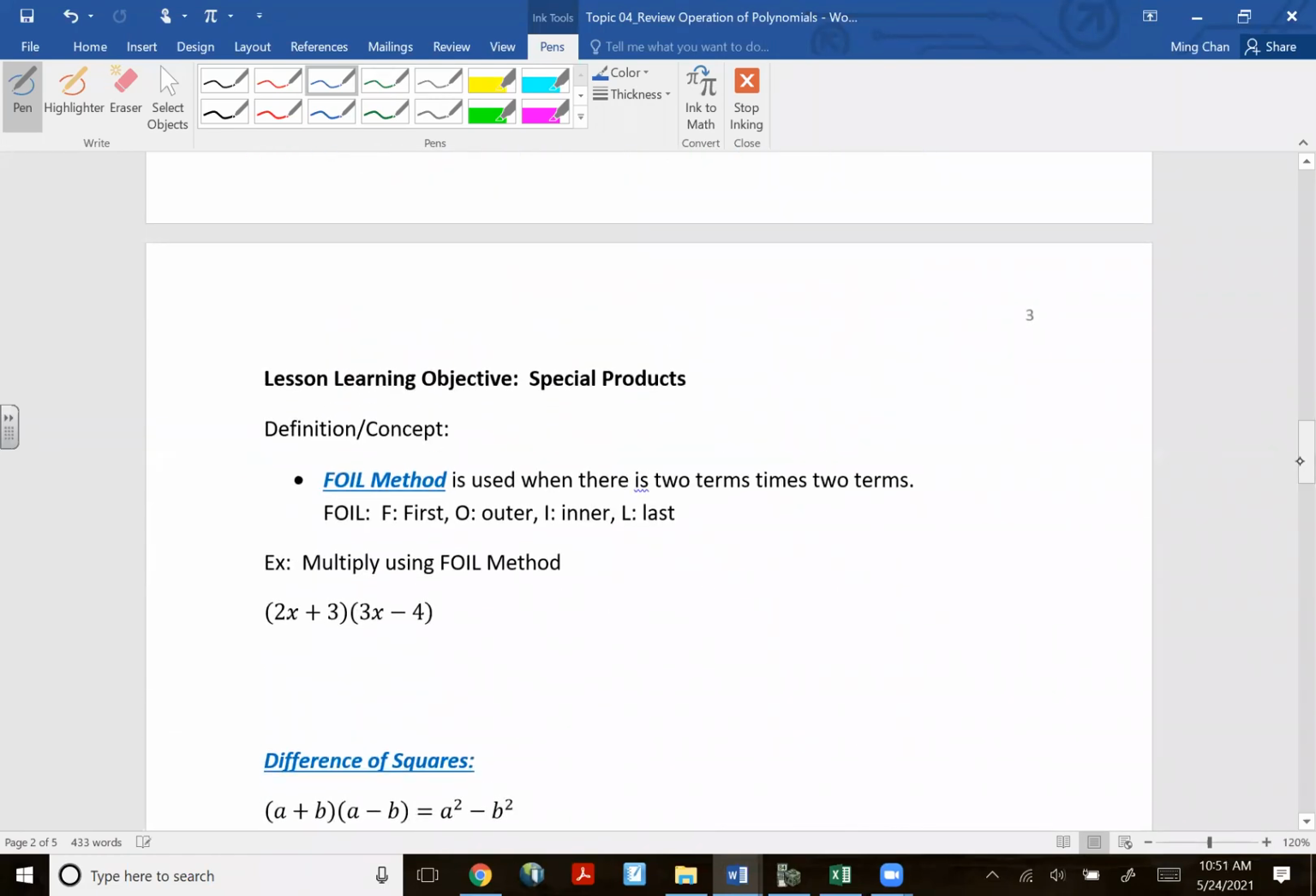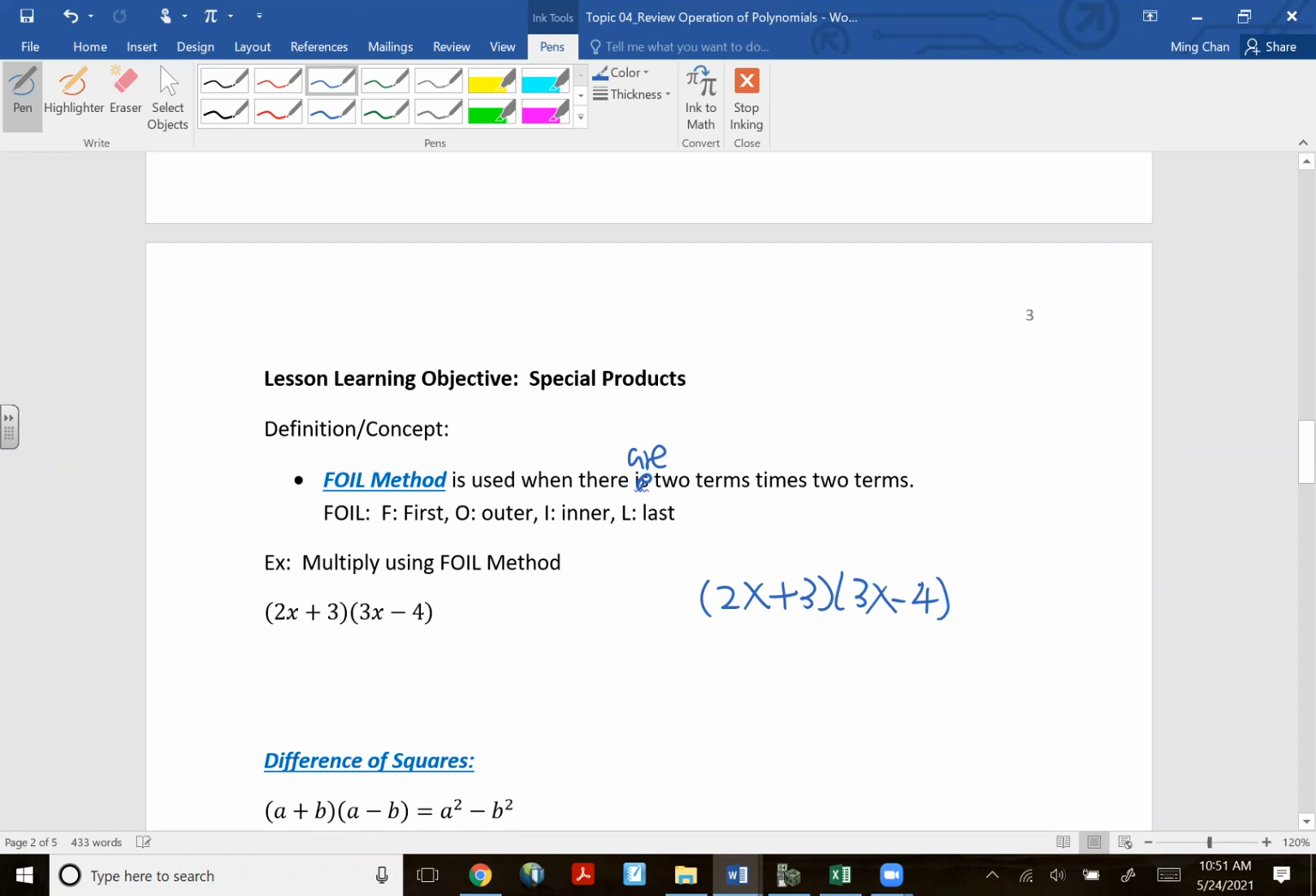Special products are very important. Whenever we have 2 terms times 2 terms, so binomial times binomial, we always think of the FOIL method. The FOIL method is actually a special product. It's designed to be a shortcut. FOIL is used when there are 2 terms times 2 terms. The letters stand for first, outer, inner, and last. So let me do this example, and I'm also going to write the same problem here on the side.